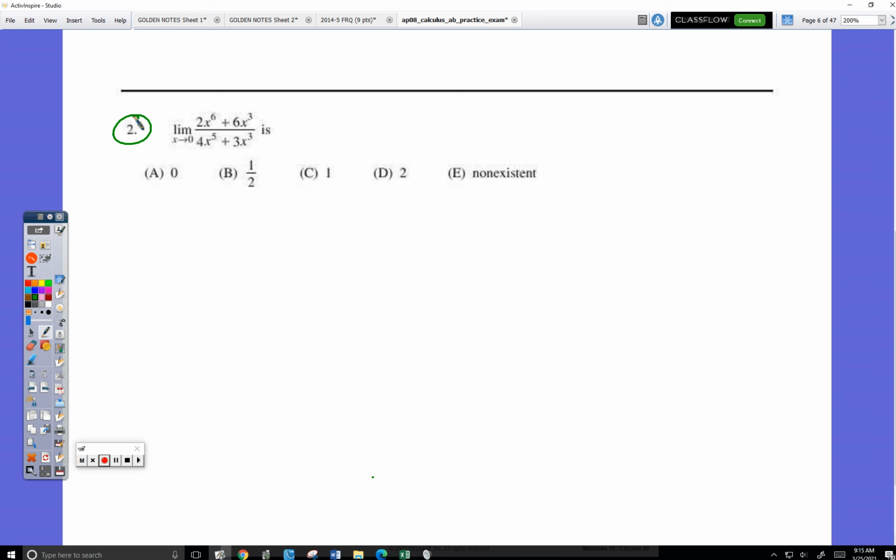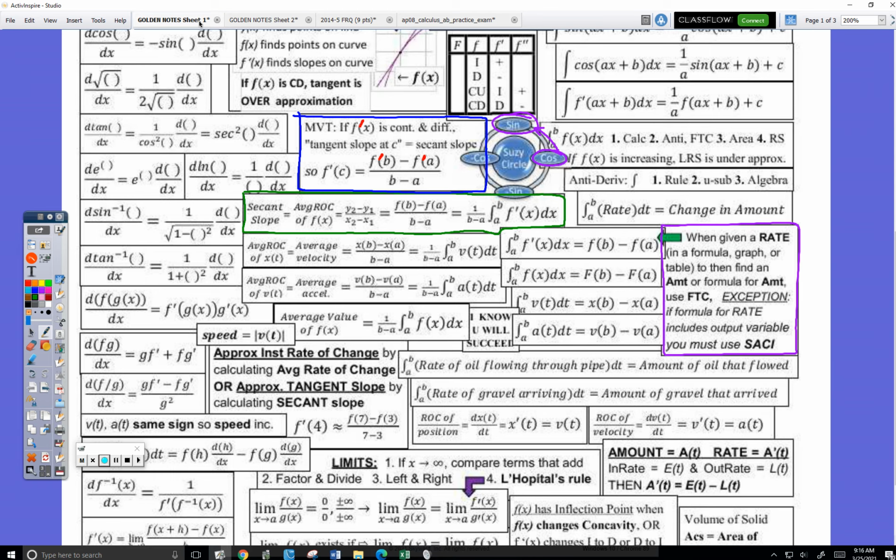You would find a problem that is nearly identical to this on practice test 1. So that's where you say, okay, dang, I should have caught that. I should have been able to leverage what I learned from one practice test to the next. It's a limit problem, so you should be thinking golden notes, the limit box right here.